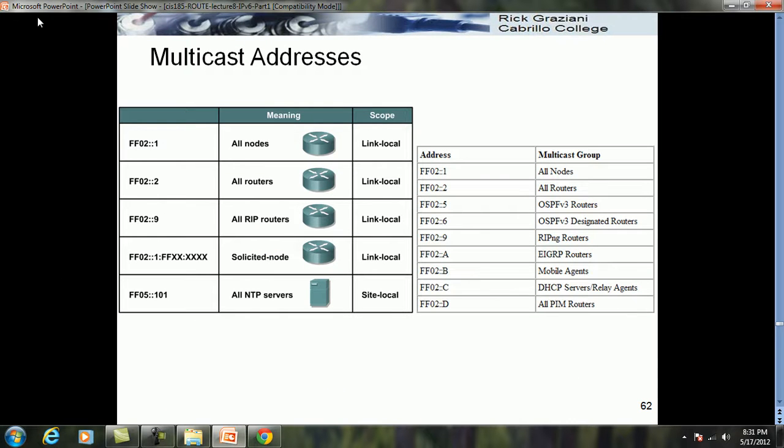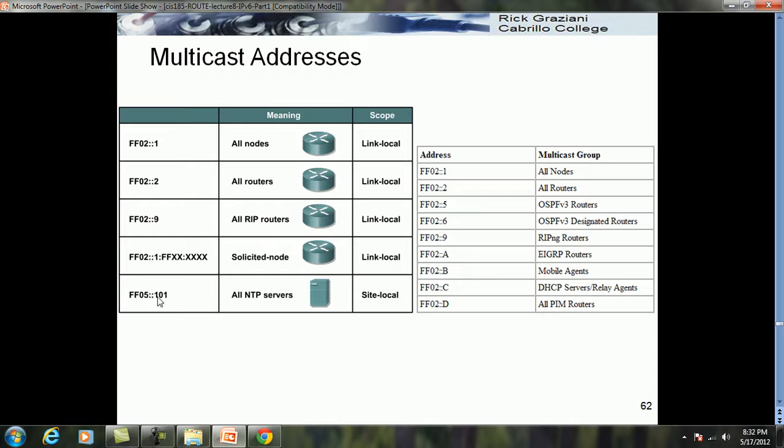So if I want to send to all nodes, it will be FF02::1, all nodes. Then FF02::2 goes to all routers. Then FF02::5 is OSPF. Remember, it was 224.0.0.5 and 6, so 5 and 6 in OSPF also, for OSPF and DR routers. 224.0.0.9 for RIP is FF02::9 for RIPng. Can you see? The scope is link local. Correct? Then EIGRP is 10, here it is A. Mobile agents is B. DHCP server C. All PIM routers, multicasting D. Getting it? And NTP servers is site local.